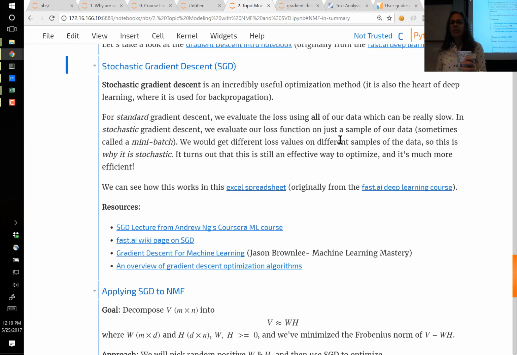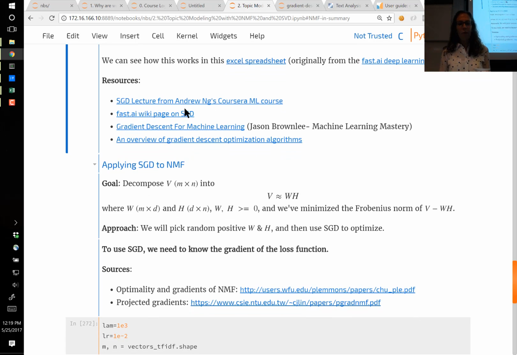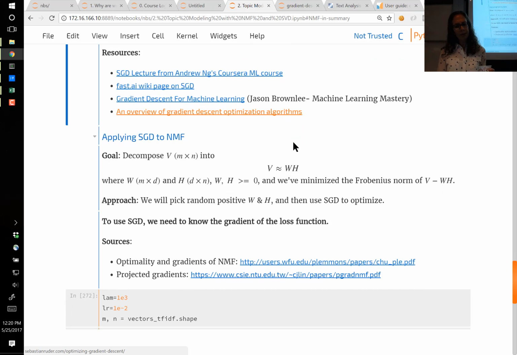And so I would say stochastic gradient descent is a really, really general approach. It's something that you can apply to a lot of different problems anytime you have a derivative for your loss. And in fact, you don't even need to have a formula for it. So I think it's really useful to know. And I've linked to a few resources, including the SGD lecture from Andrew Ng's Coursera class, from the fast.ai wiki, and a nice blog post on a variety of optimization algorithms.